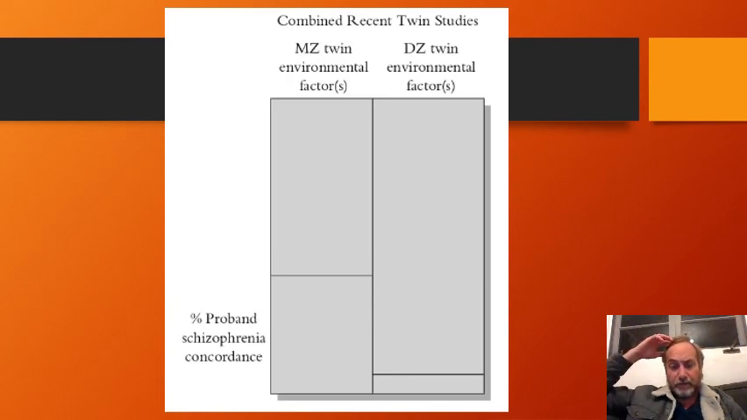So you can think about the same data and think, okay, if there is some environmental factor that's different in MZ twins and DZ twins, then it might totally be that the concordance rate is due to that, right? How do you control for that?